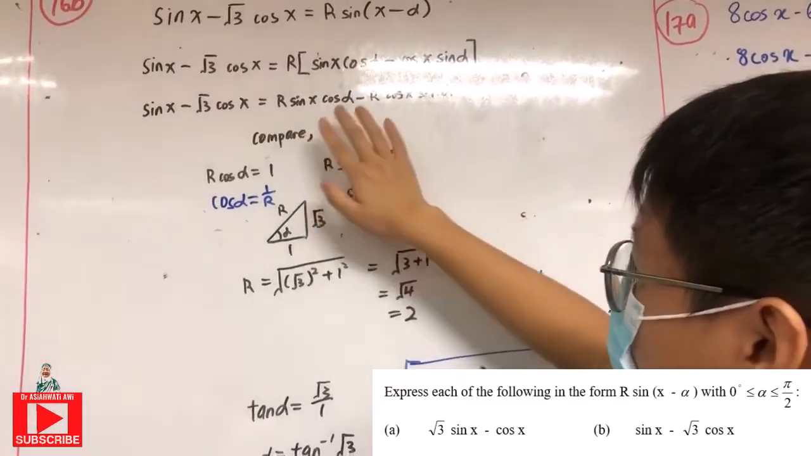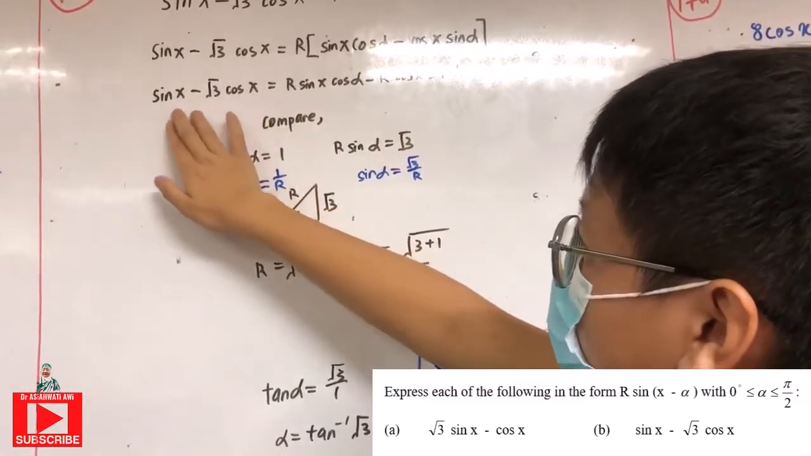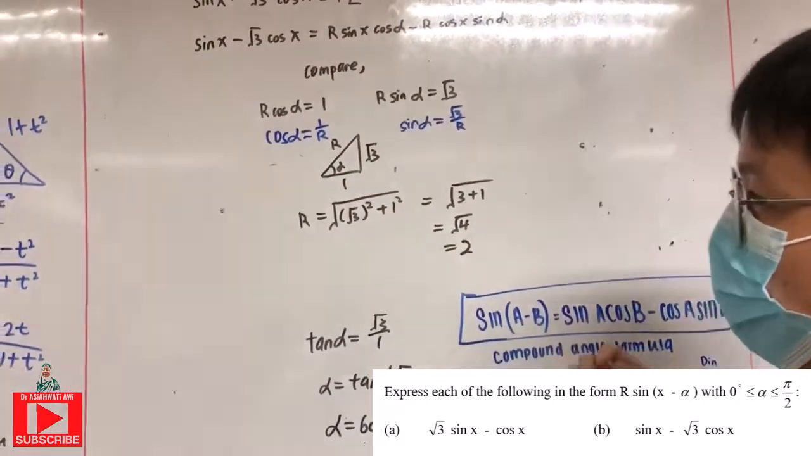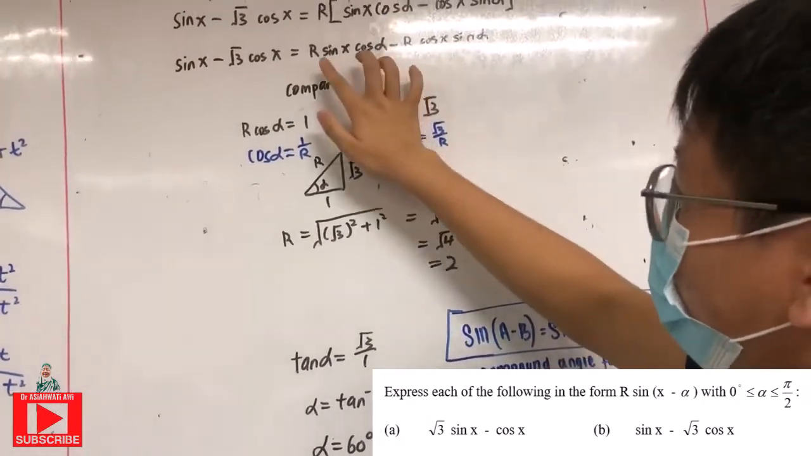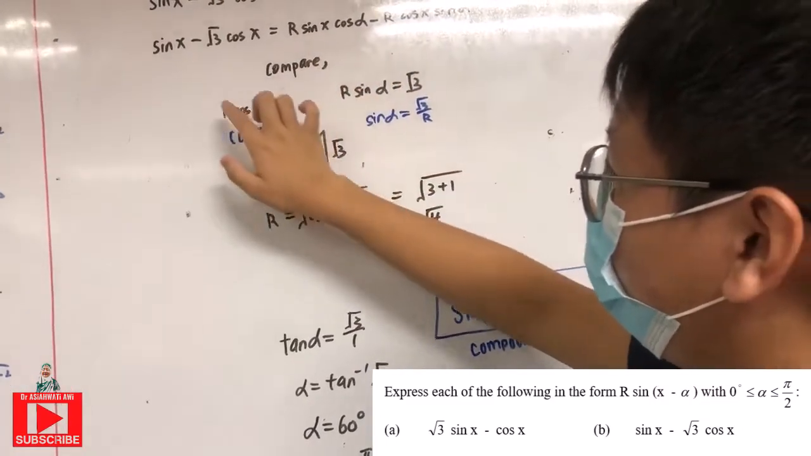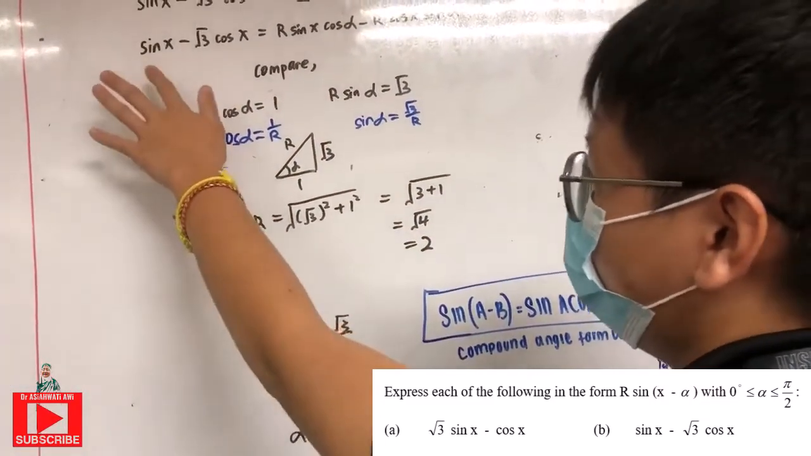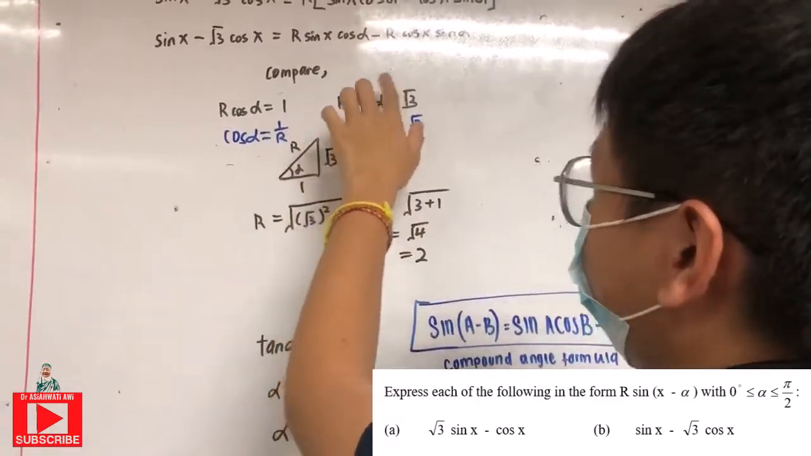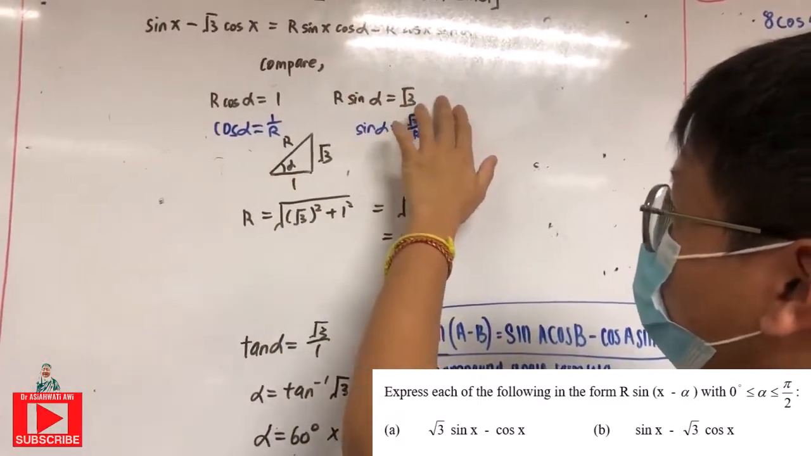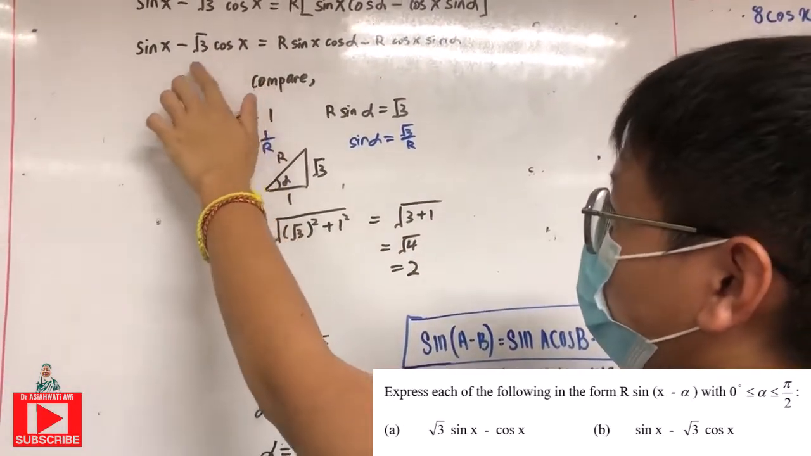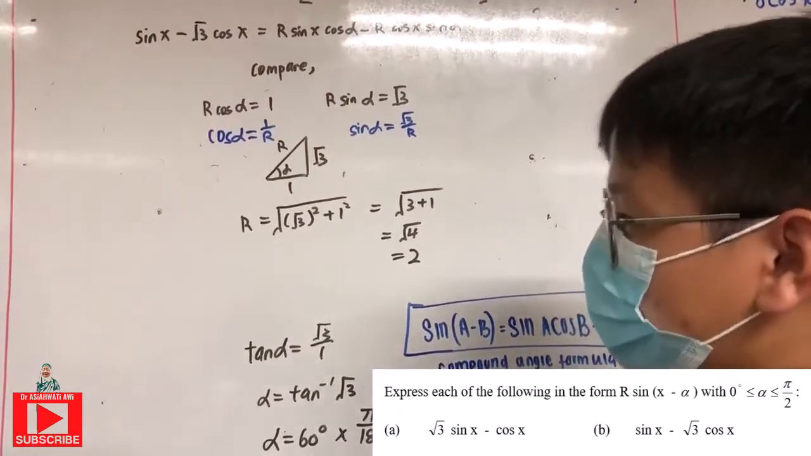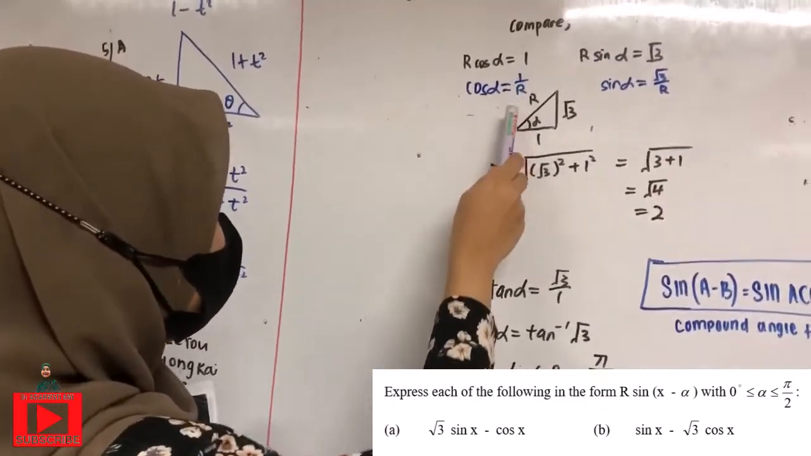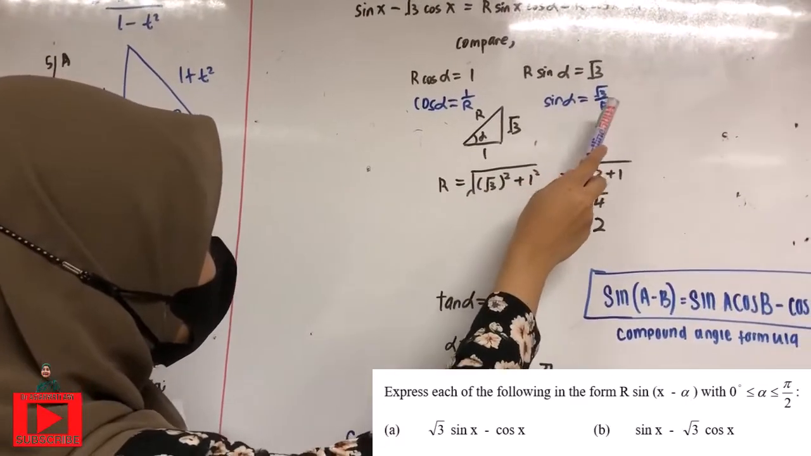So since here got sin x and sin x, cos x and cos x, so you can do the comparison. So r cos alpha will be equal to 1 because the coefficient for sin x is 1, and r sin alpha will be square root 3 because the coefficient for cos x is square root 3. Okay. So then you know that cos alpha equals 1 over r, and then sin alpha equals square root 3 over r.